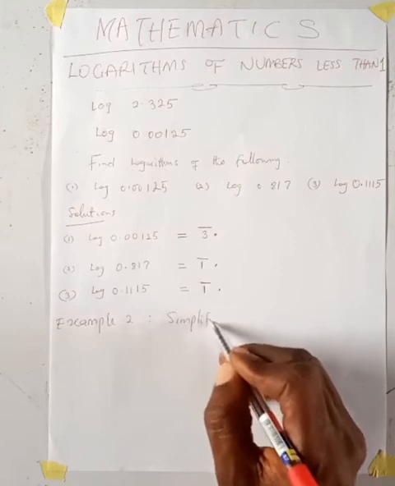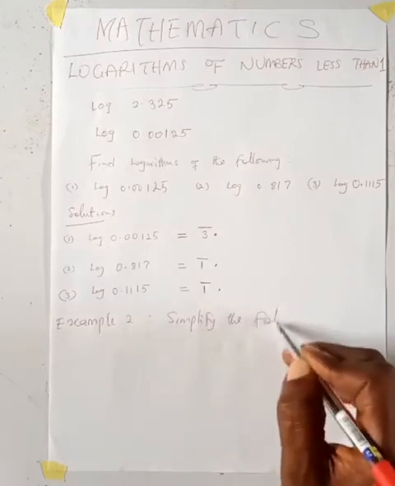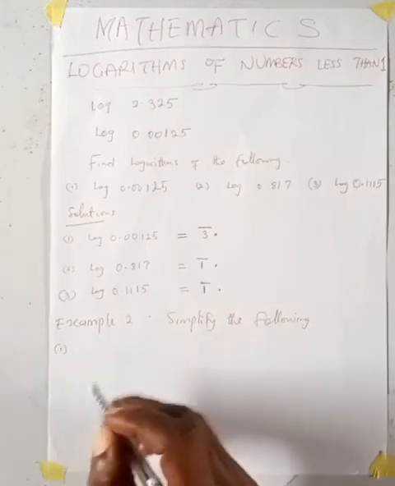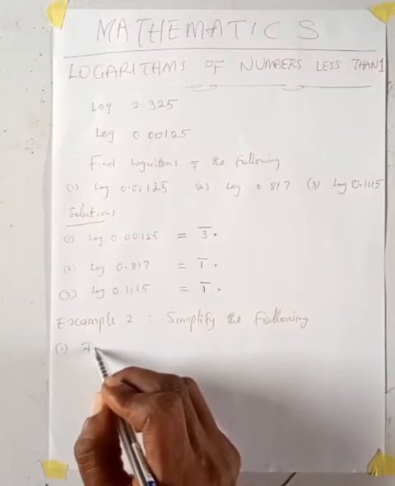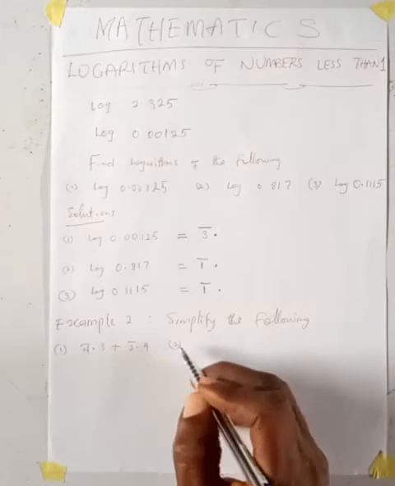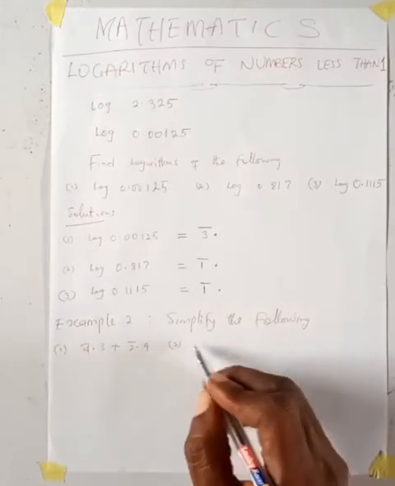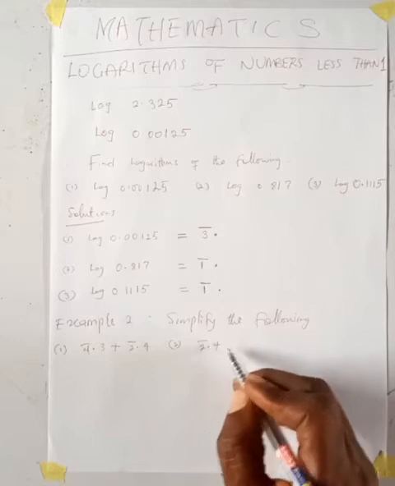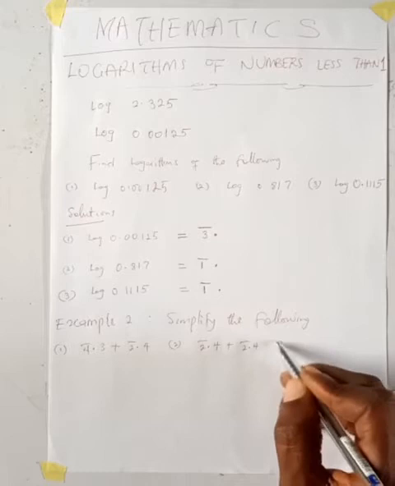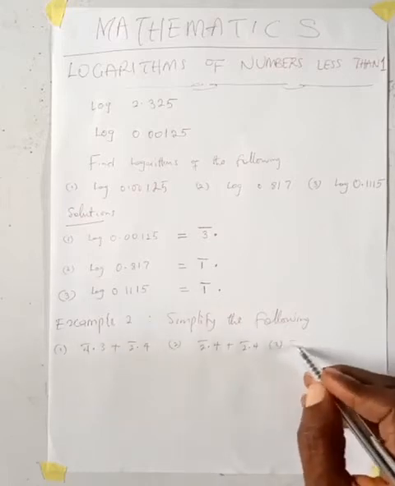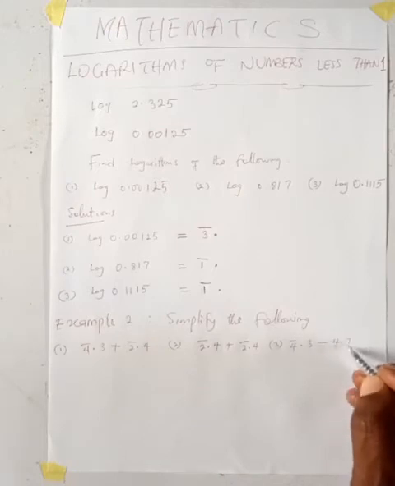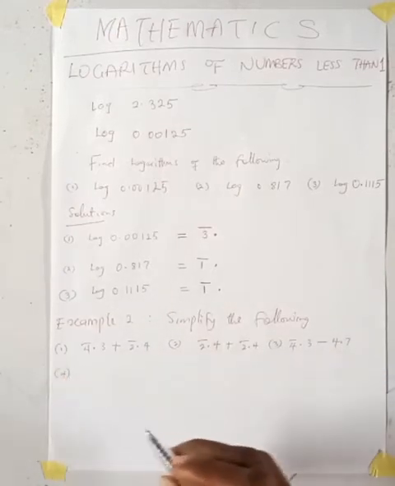Simplify the following. Number 1, bar 4.3 plus bar 2.4. Number 2, bar 2.4 plus bar 2.4. Number 3, bar 4.3 minus 4.7.